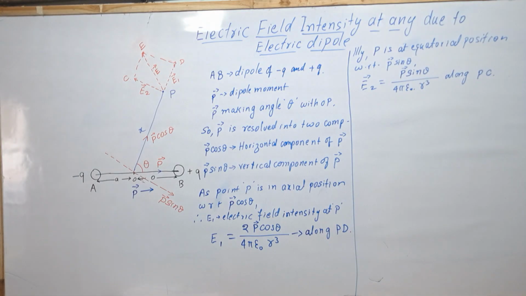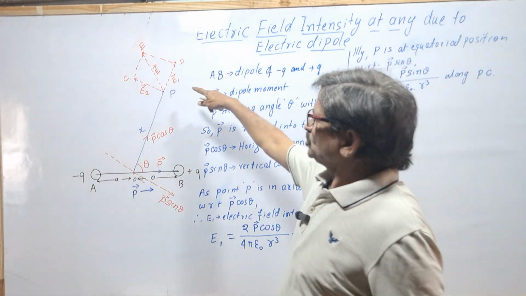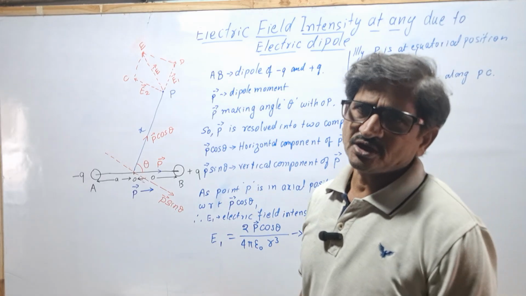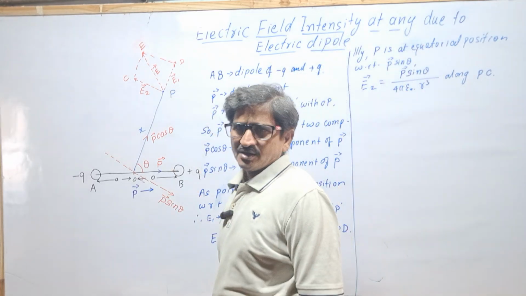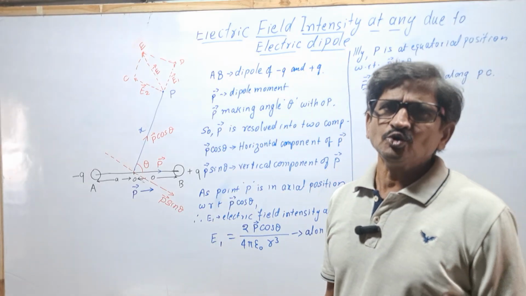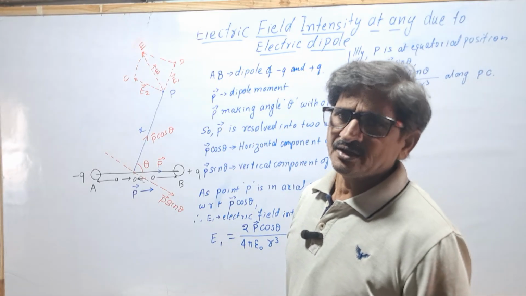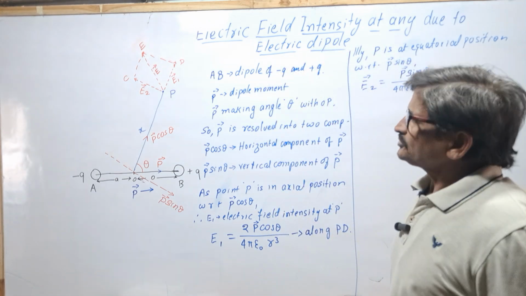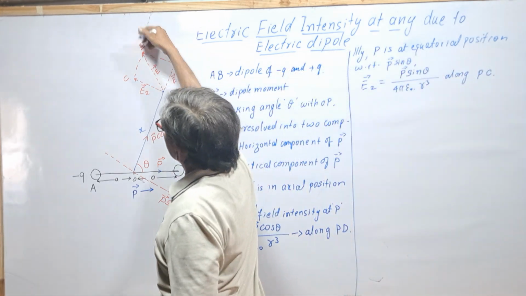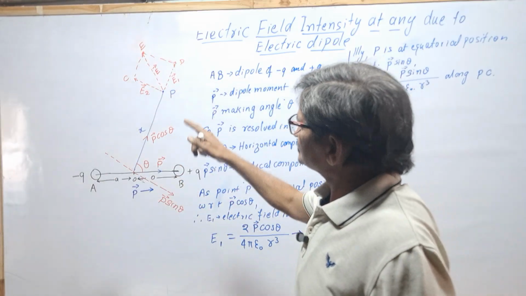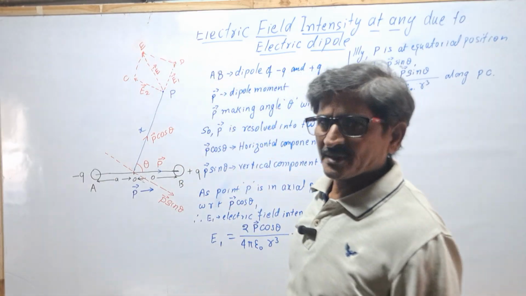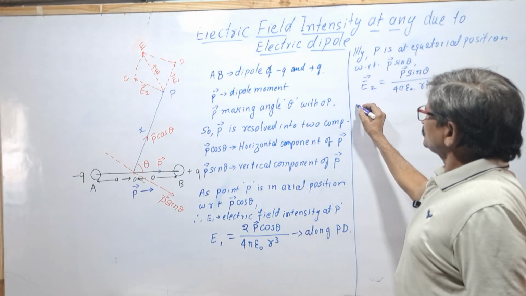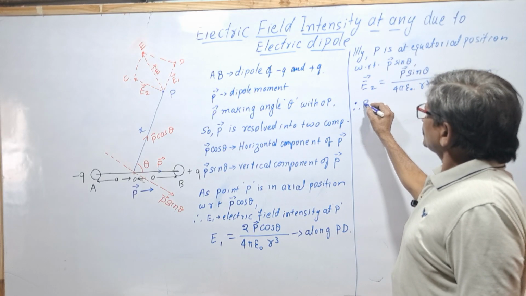Okay, so E1 and E2 are both vector quantities. They are along two adjacent sides of the rectangle, so the resultant of these two will be along the diagonal of this rectangle, that is PCED. Therefore we can write here, the resultant.